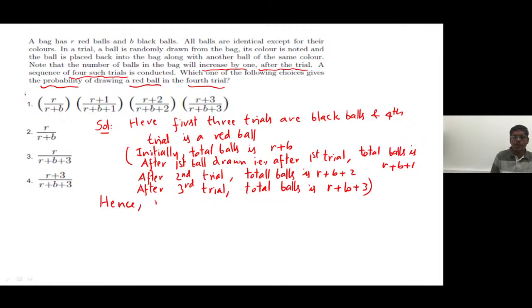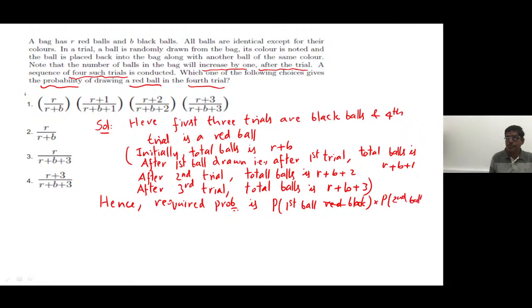Hence, required probability is probability of first ball red, first ball black, multiplied by probability of second ball black, multiplied by probability of third trial, that is third ball drawn black, multiplied by probability of fourth ball, that is fourth trial, fourth ball drawn red. So picking one by one.